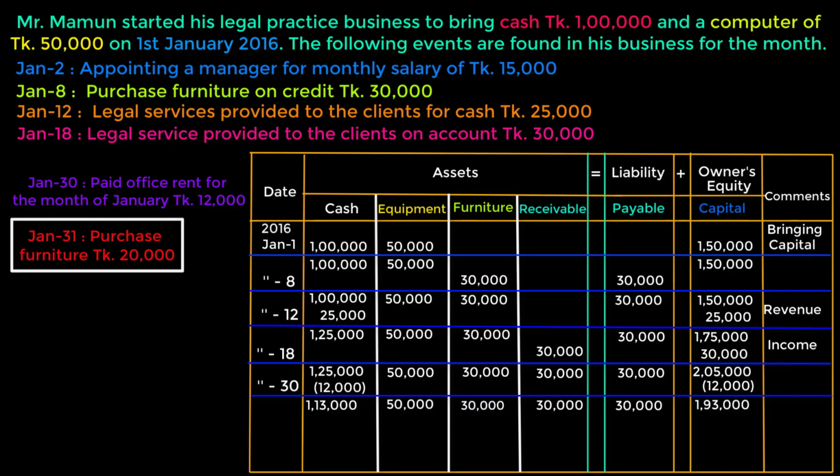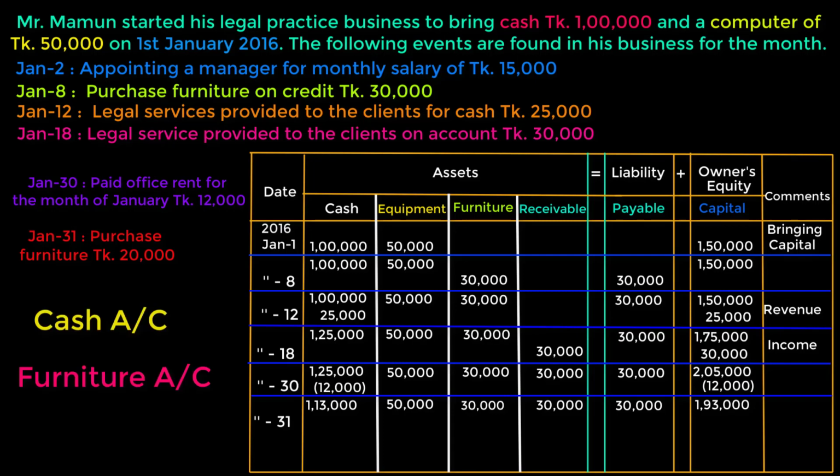Look at this transaction on the date of 31st January. Purchase furniture, taka 20,000. We will write January 31st here like this. Now tell me, how many accounts may we get from this transaction? Two accounts, cash account and furniture account. Cash is an element of these assets and furniture is an element of these assets also. Purchase is an expense, but this expense is the expense of the company. This expense has no relation to owner's equity. See, here only this left hand side will be changed.